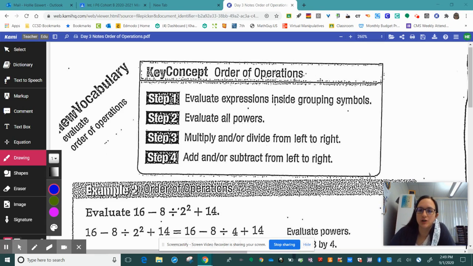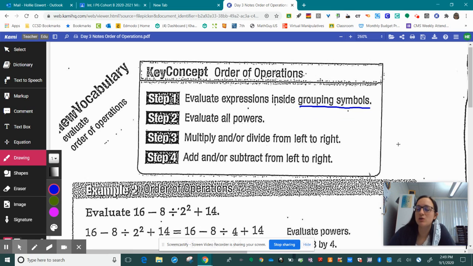Order of operations. Most of you have done Please Excuse My Dear Aunt Sally. It works, but there's a few weird things about it. Like P for please stands for parentheses. If we look at our step 1, we evaluate expressions inside grouping symbols.